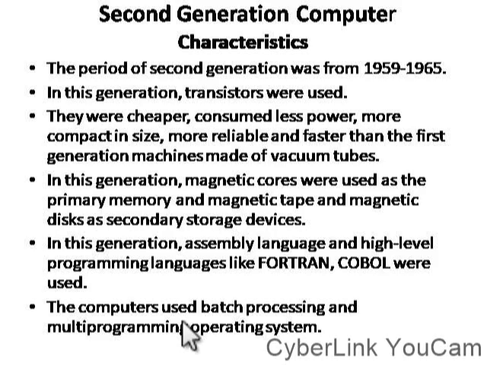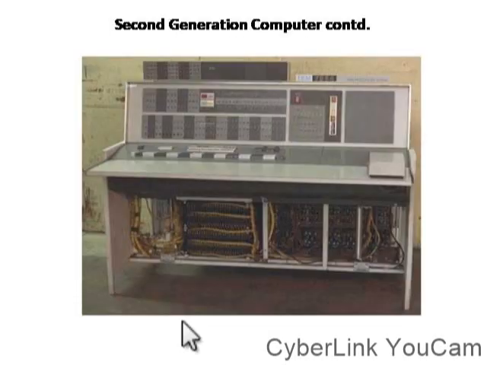Assembly language and high-level programming languages were introduced, like Fortran, COBOL, etc. They use batch processing and multi-programming operating systems. So we can see some improvement here in comparison with first generation computer. You can see how it looks like. The size is reduced as compared to first generation computer.